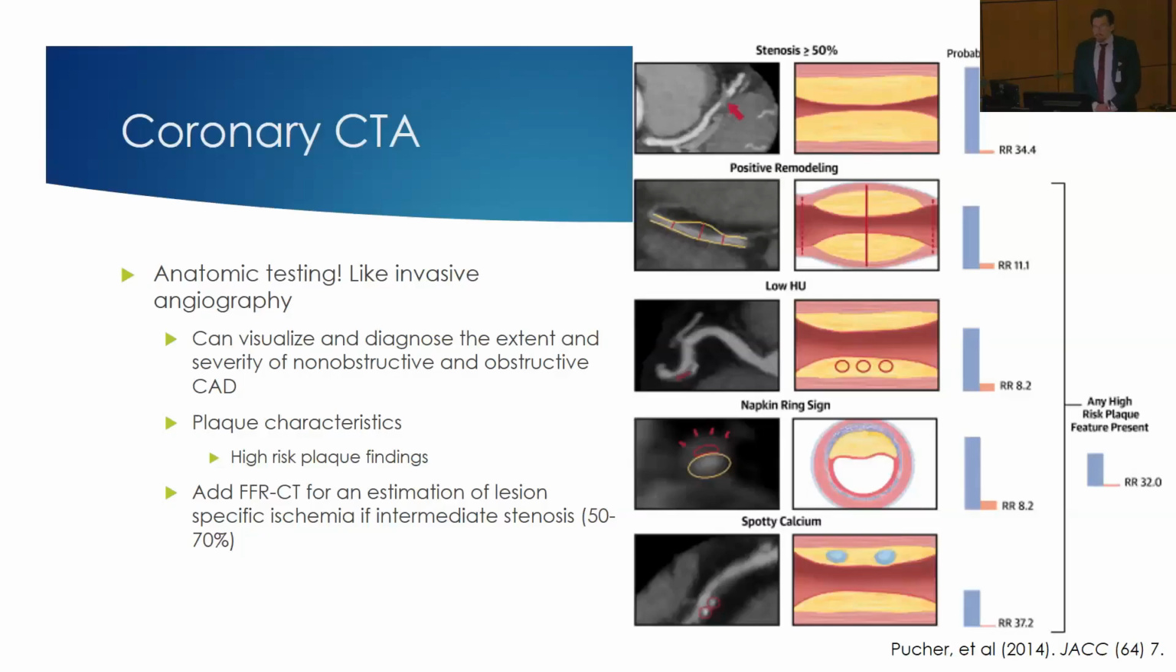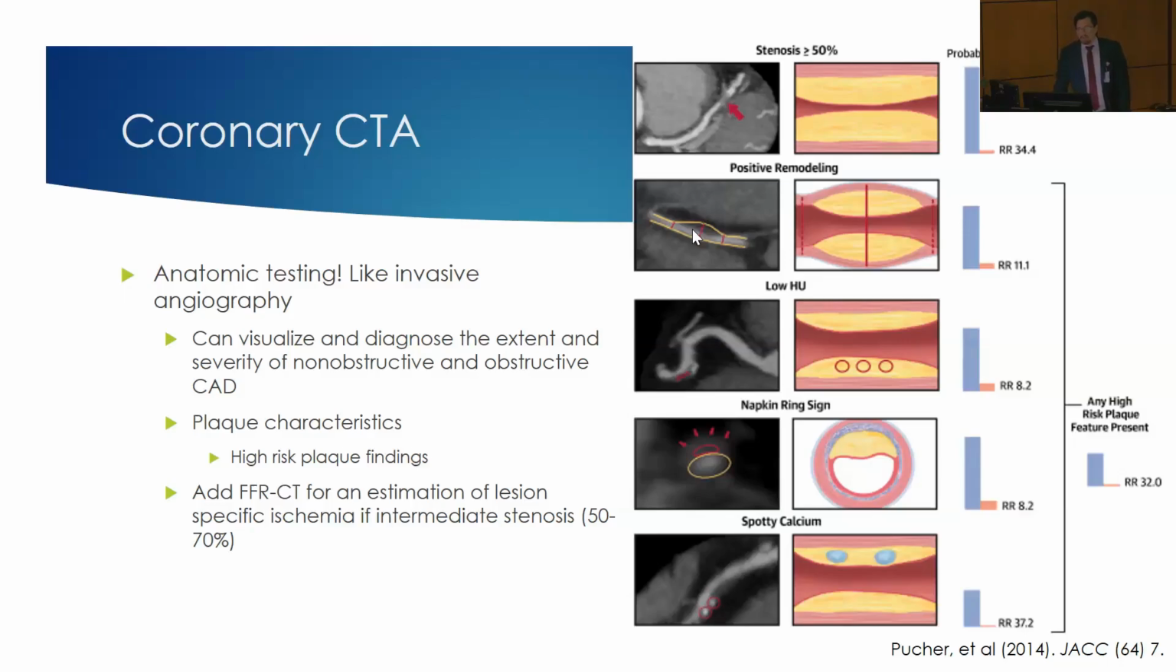Because a non-obstructed plaque can be very dangerous too. And what's neat about coronary CT that maybe a heart cath might not demonstrate is that you can visualize the plaque itself and characterize if it has some high risk features. Those high risk features suggest that those patients are at high risk of that plaque rupturing, causing a heart attack.